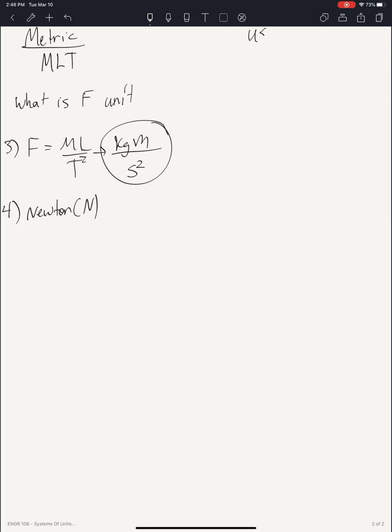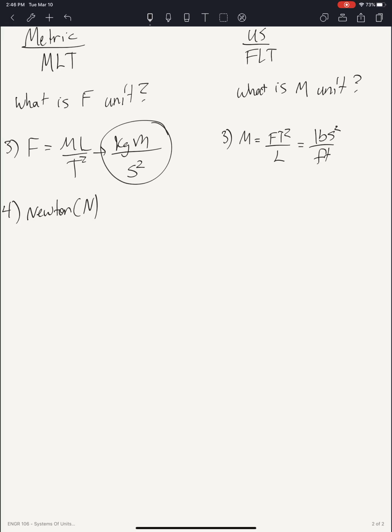In the US, I might consider, since it's FLT, what is M? Or what is the M unit, I should say. Let me put question marks on both of those. What is the M unit? Well, using step 3, we have that M is equal to FT squared over L. This is the pound second squared per foot.